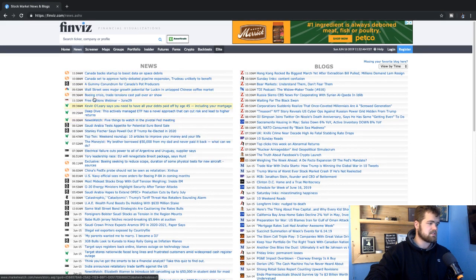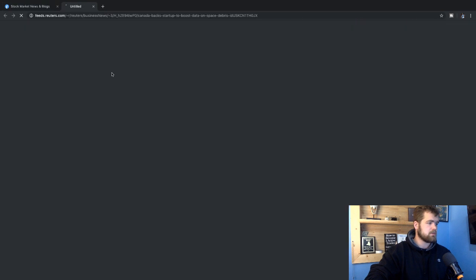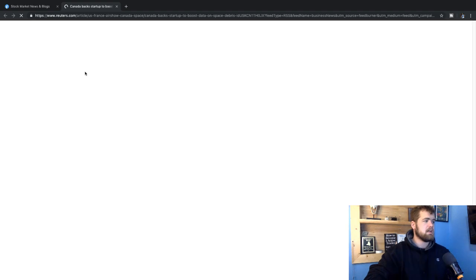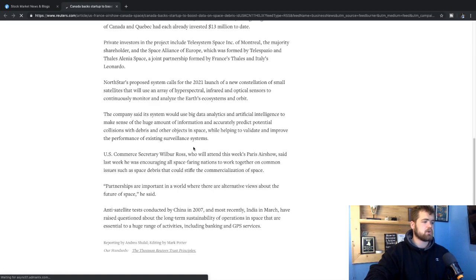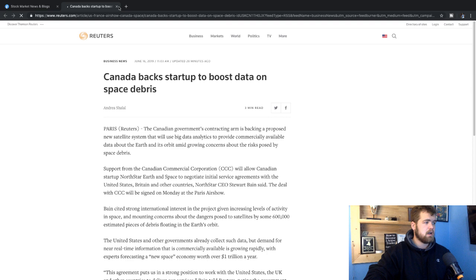So these are all the stocks here, and you can literally just click on the post, boom, and it sends you straight to the article, and you can read it. So that's a pretty cool thing that it does. So let's exit out of there.